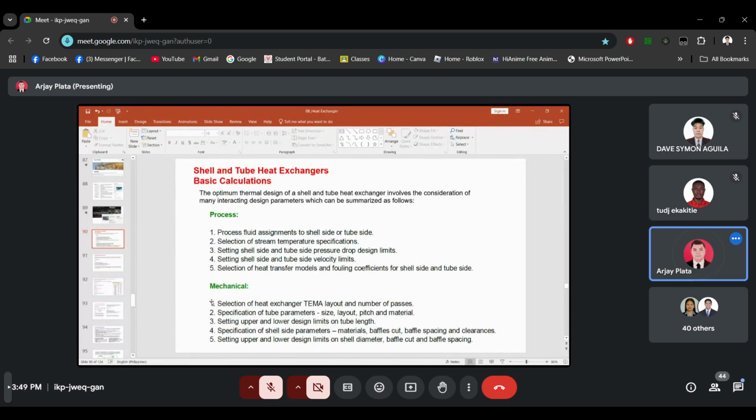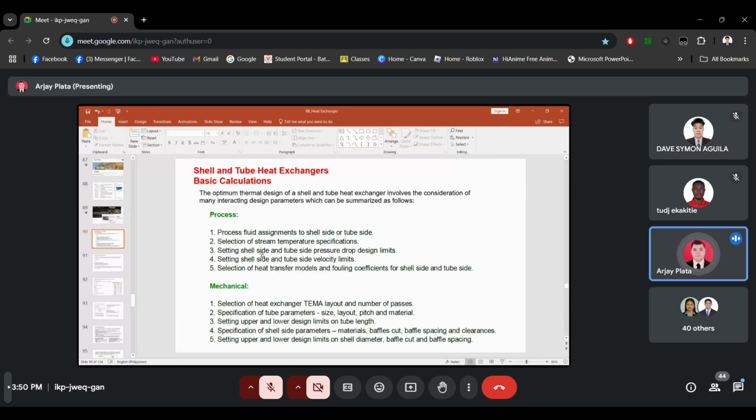Process engineers are the ones who handle process fluid assignments to shell side or tube side and selection of stream temperature and specifications. They are also the ones who set shell and tube side pressure drop design limits, and they set the tube side velocity limits and the selection of heat transfer models and volume coefficients for shell side and tube side. So process engineers are usually chemical engineers.